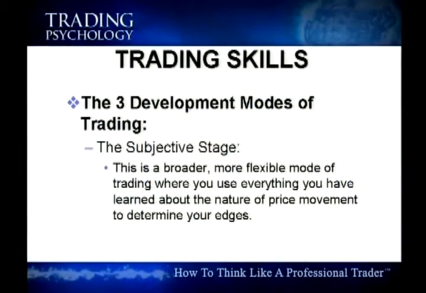Okay, then you can evolve, if you want, to the subjective stage of trading, because you can make consistent money trading mechanically. But most people like to be able to use their rational thinking and process and try to figure things out. The subjective stage of trading is simply a broader, more flexible mode of trading where you use everything you've ever learned about the price movement to determine your edges. In other words, all the different patterns you've learned, all the different nuances of market behavior will determine where you get in, how much profit you take, where you set your stops.